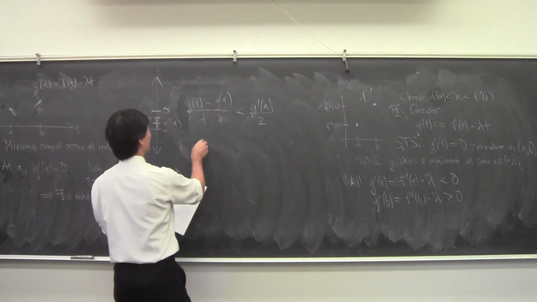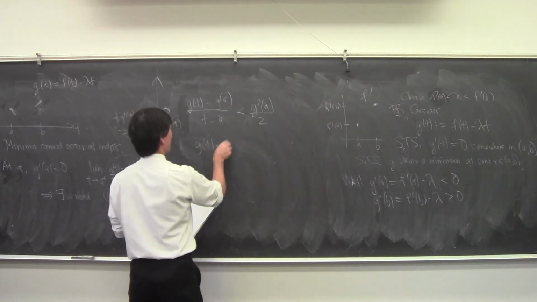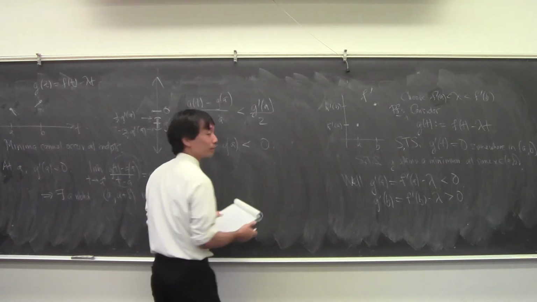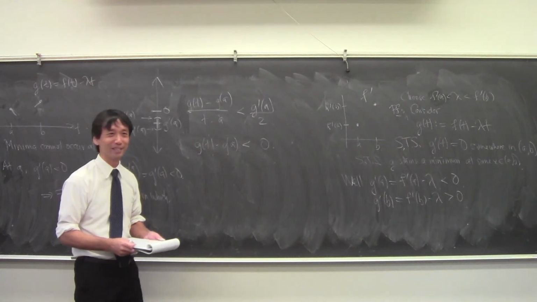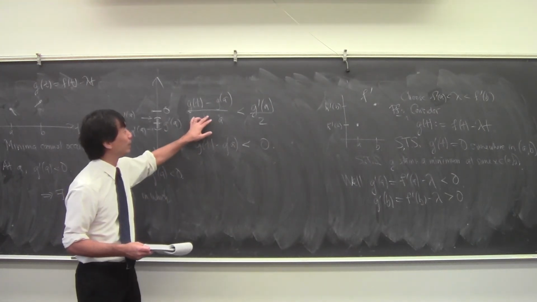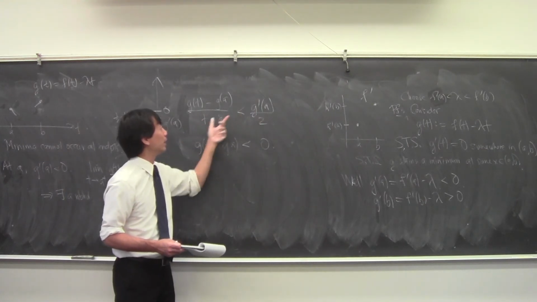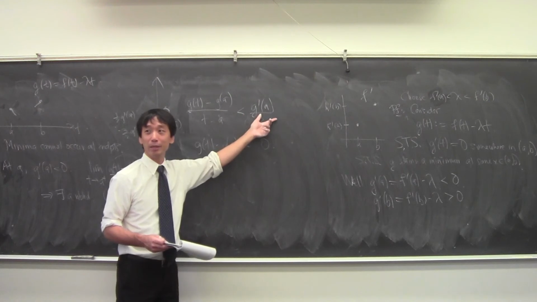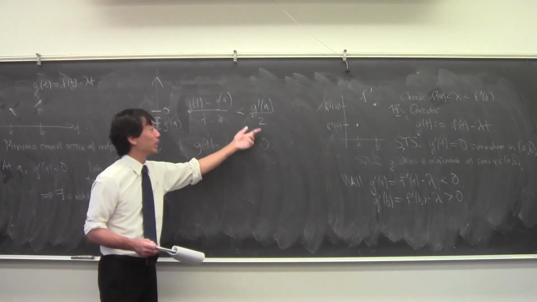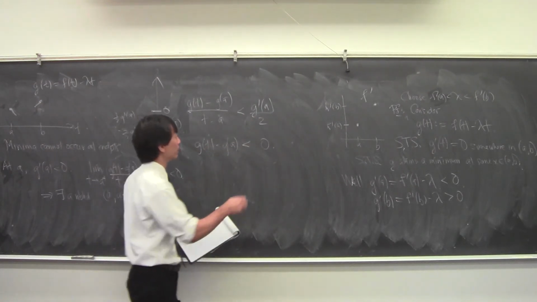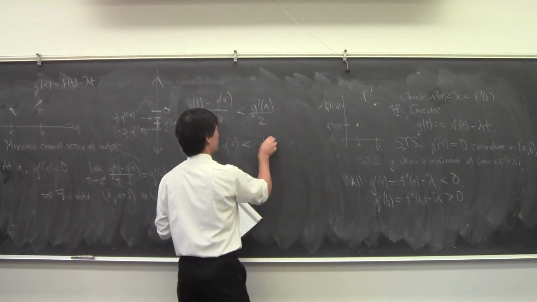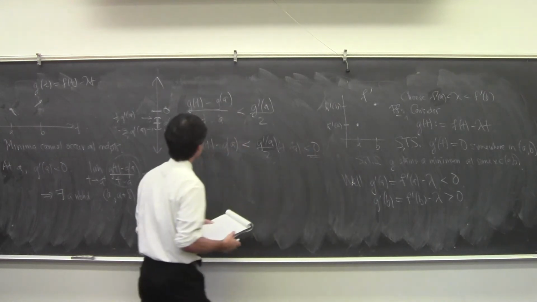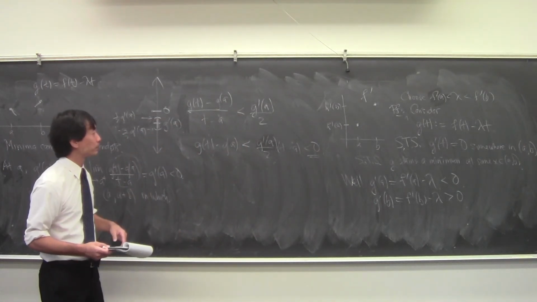Right, of course. So g of t minus g of a is less than 0, right? Because this number is negative and this number is positive. So multiplying both sides by t minus a, we get something negative. So we get g prime a over 2 t minus a is less than 0.